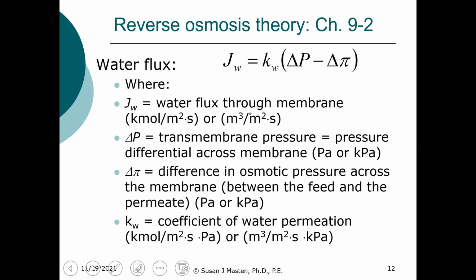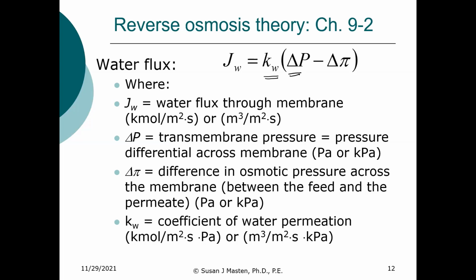Now, the flux of water is a function of this coefficient of water permeation, and that's a function of the membrane. There has been significant effort made in recent years to increase this. Why would there be significant efforts made to increase the coefficient of water permeation? Because then your membranes can process more water, which means it's less cost per volume of water treated. And that's important.